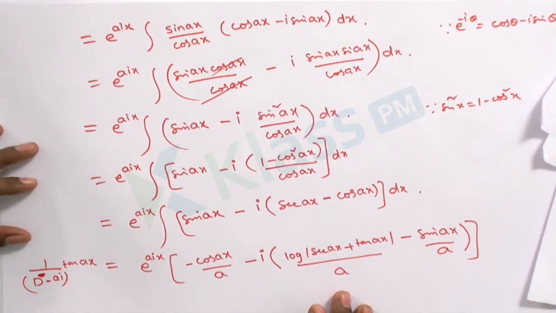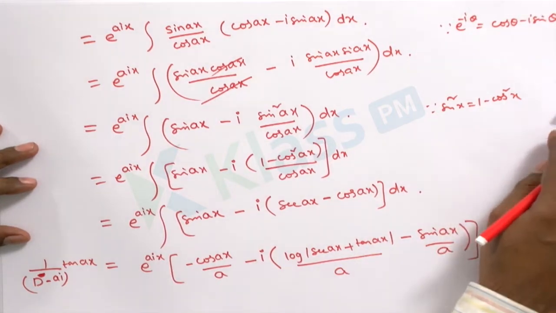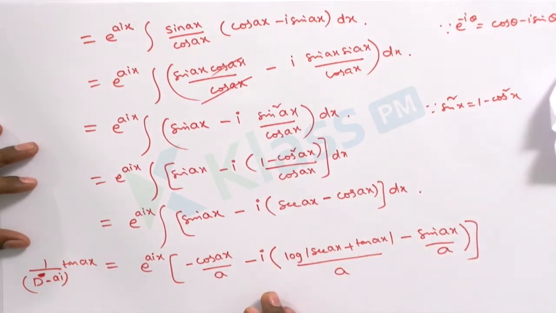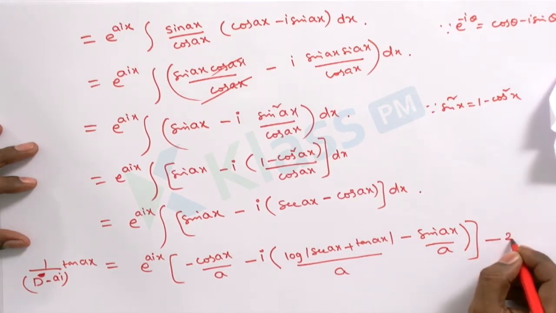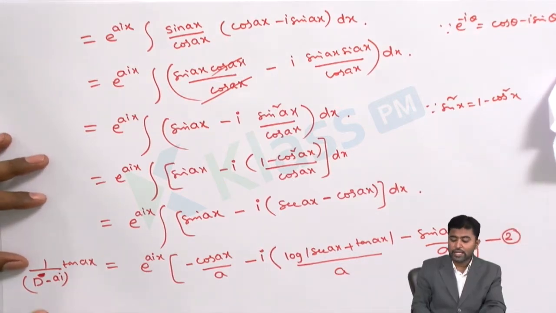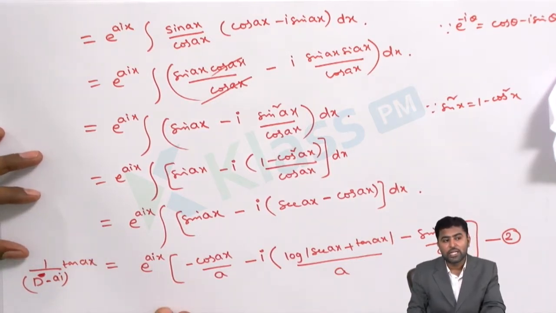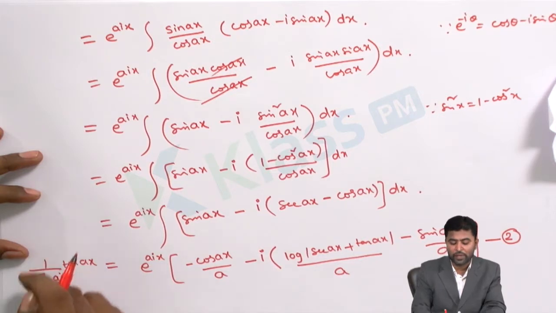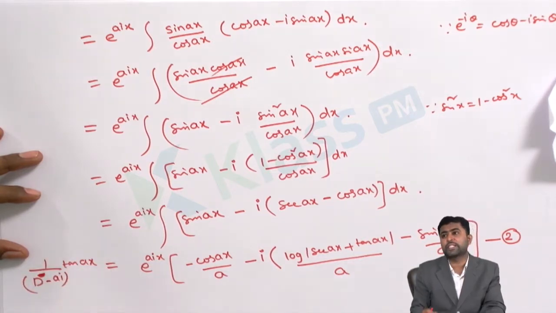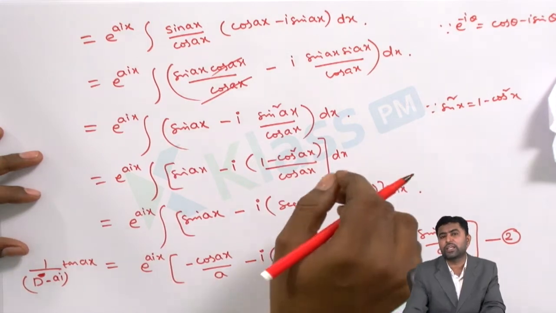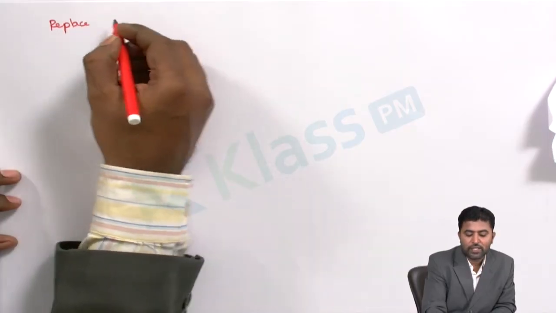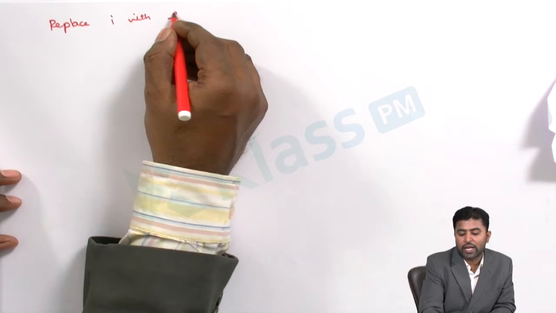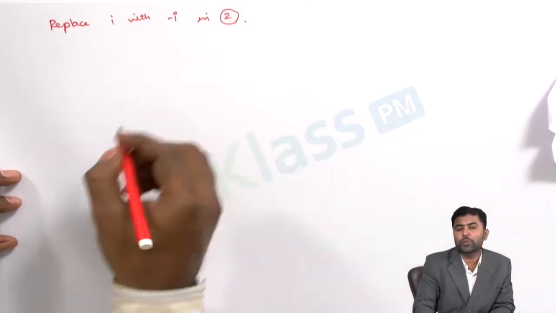This is 1 by d minus ai into tan ax value. So I'll write this as equation 2. Similarly, I can write what is d plus ai into tan ax. D minus ai, d plus ai. I can get d plus ai value, that is 1 by d plus ai into tan x value, just replace i with minus i in equation 2.